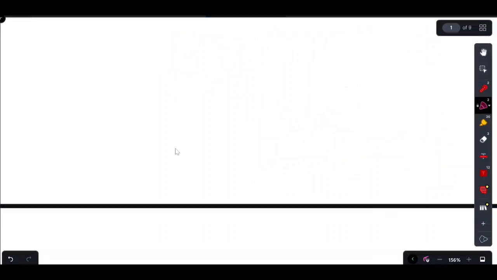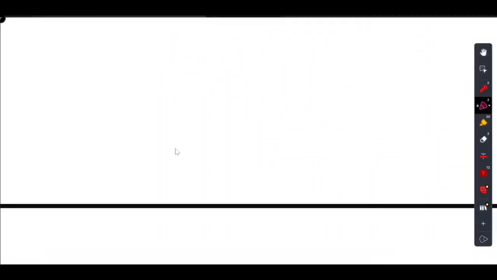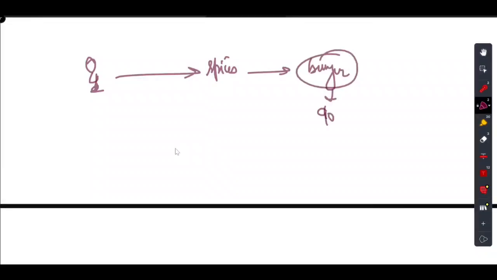Imagine you are selling a massive shipment of spices to a buyer in another country. The buyer says, I will pay you in 90 days. Fine. You don't know this buyer very well. What if their business goes under before day 90? You would be completely out of luck.